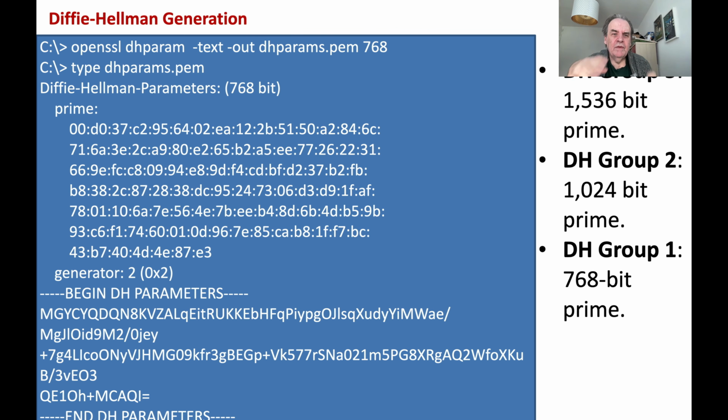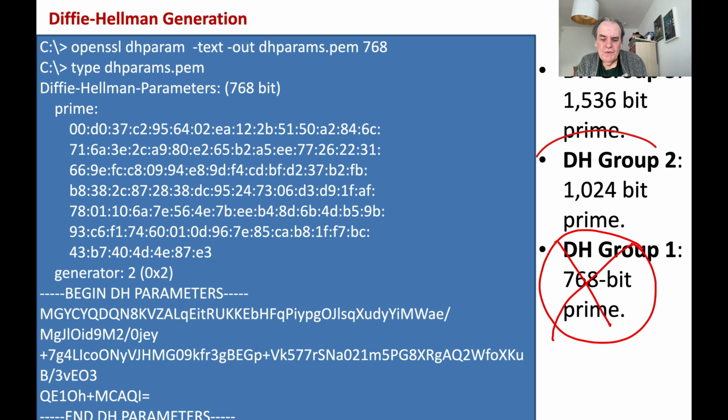Okay, so in real life we have very large prime numbers. So we define these in groups. A 768-bit is a group 1 prime. That's not very secure. Group 2 is a 1024-bit prime. Again, it's not secure. And this is typically where we start at group 5.